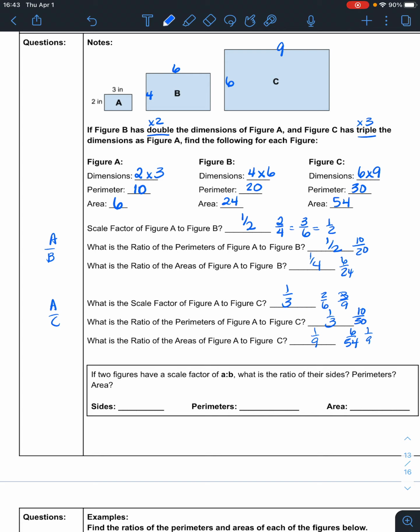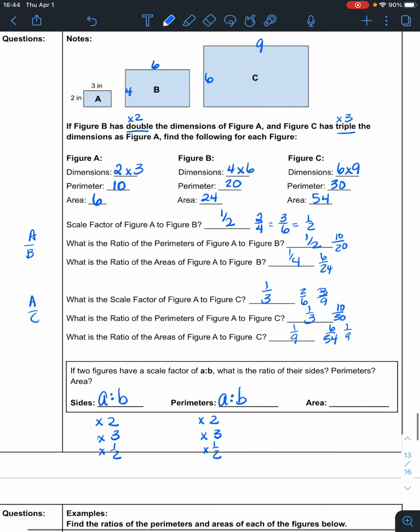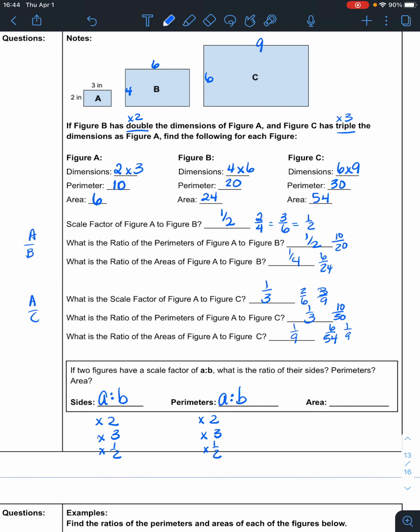So what that means to you is this, that if the sides double, then the perimeter will also double. Okay, so if my sides are in a ratio of A to B, my perimeters are also going to be in that same ratio A to B. So that means if my sides are 2 times bigger, then my perimeter will also be 2 times bigger. If it's 3 times bigger, then my perimeter will also be 3 times bigger. Same thing, if it's half as big, then my perimeter will be half as big.